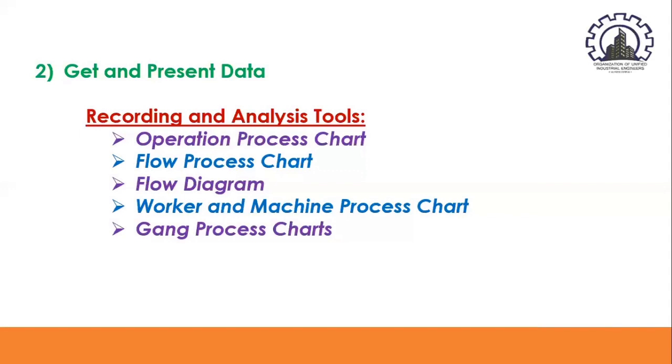First, we have the operation process chart. Second, we have the flow process chart. Next, the flow diagram, followed by the worker and machine process chart, and lastly the gang process chart.